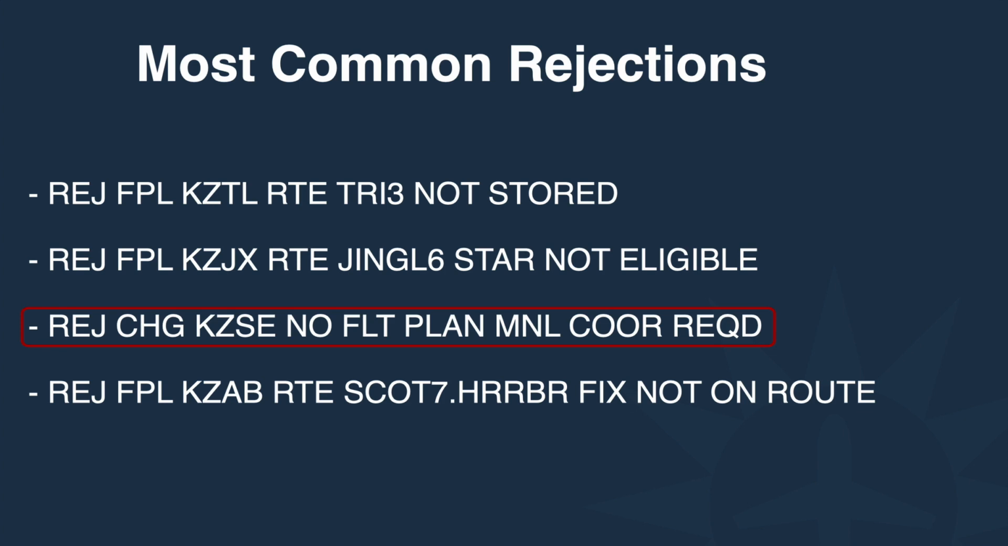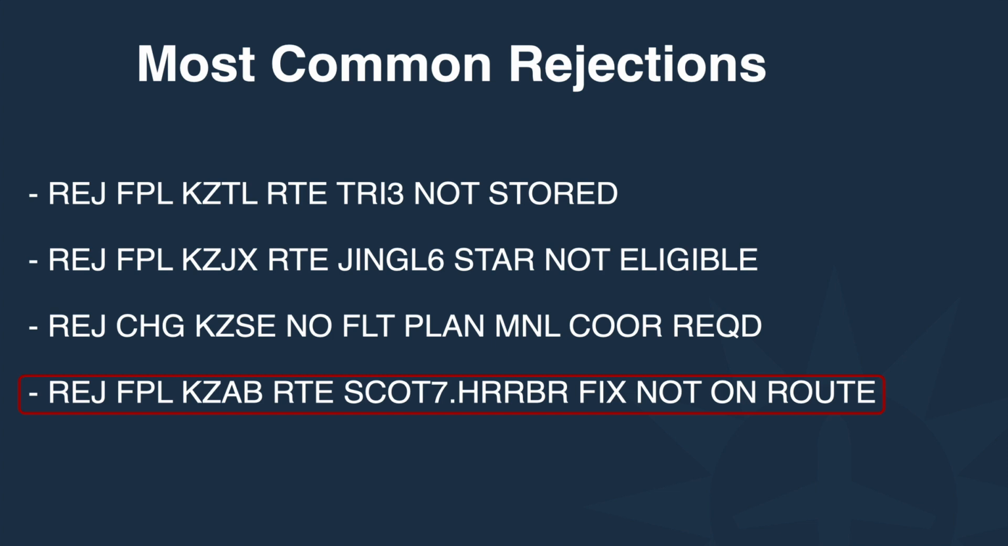Okay. Next up, rejected flight plan, KZAB route. So it's a route element. The Scott 7 procedure, HARBR is the transition fix, but it says fix not en route. This tends to be the transition fix for this procedure. You filed an incorrect transition fix.